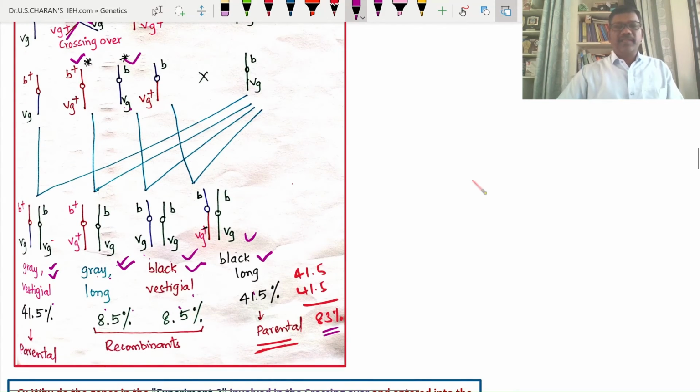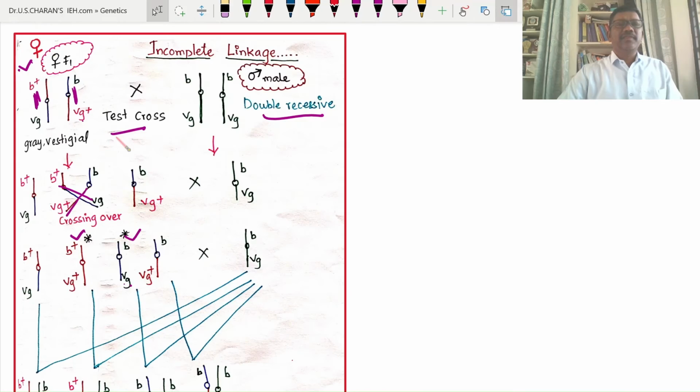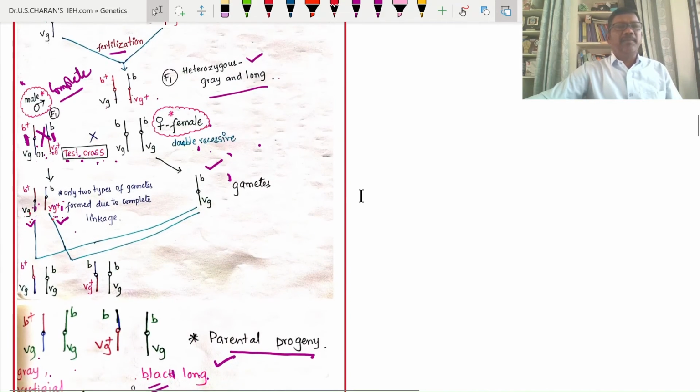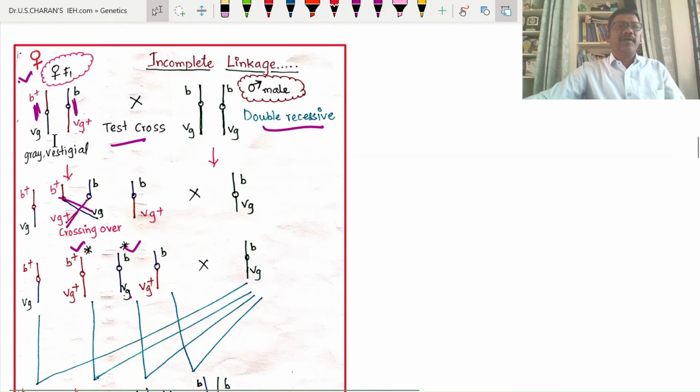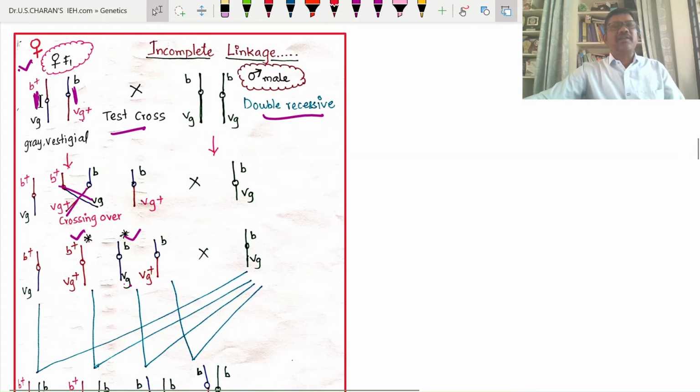Of course, 83% of organisms are parental types, but 17% of the individuals in this population are recombinants. These recombinants are formed from the unlinked genes. That's why they were involved in the crossing over and formed the new genetic recombinations in the next generation. So this is incomplete linkage. From these two examples, we conclude that in the male organism, the body color and the wing shape determining genes are linked genes, whereas in the female, those genes are unlinked genes.